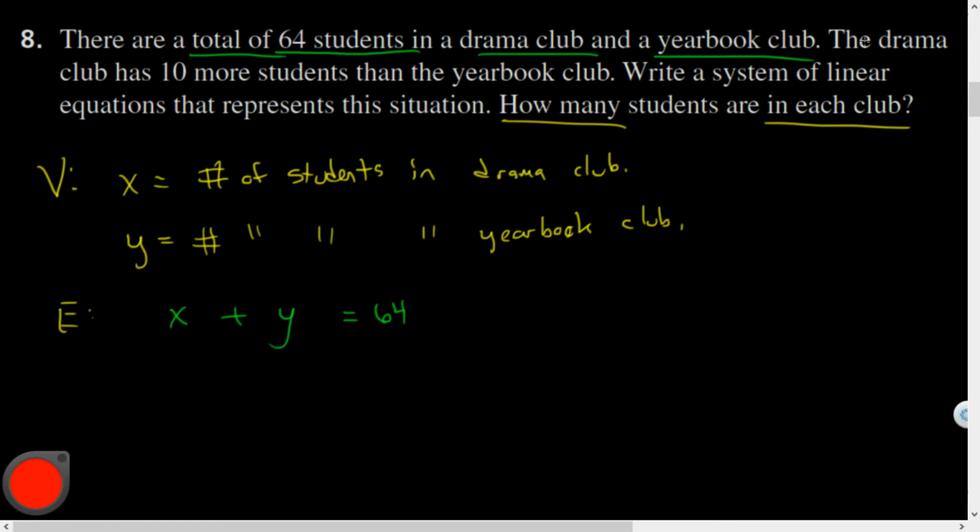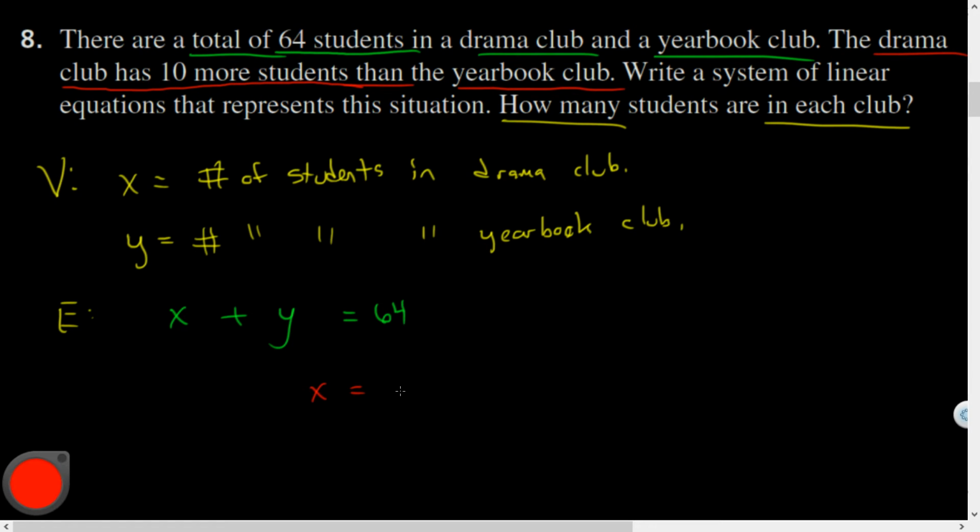Let's write the second equation. It says the drama club has 10 more students than yearbook club. All right. So what's an equation I could write for that? The drama club, all right, so that is x. So x has 10 more. So I'm writing x equals, I'll write it over here actually. X equals 10 more. That means what mathematically? 10 more. How do I represent that?